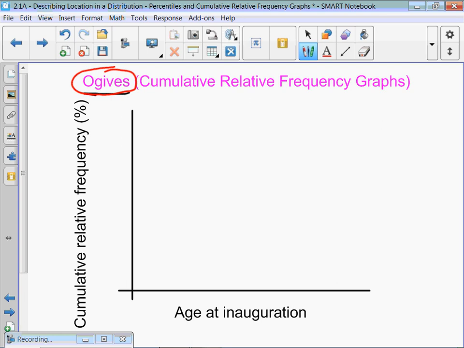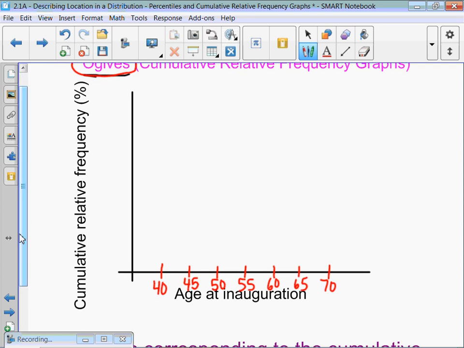Okay, so age at inauguration goes on the bottom. We're going from 40 to 70. So I'm going to go every 5 years down here. This would be 40, 45, 50, 55, 60, 65, 70. So you have to be able to read these graphs. Is the main thing.